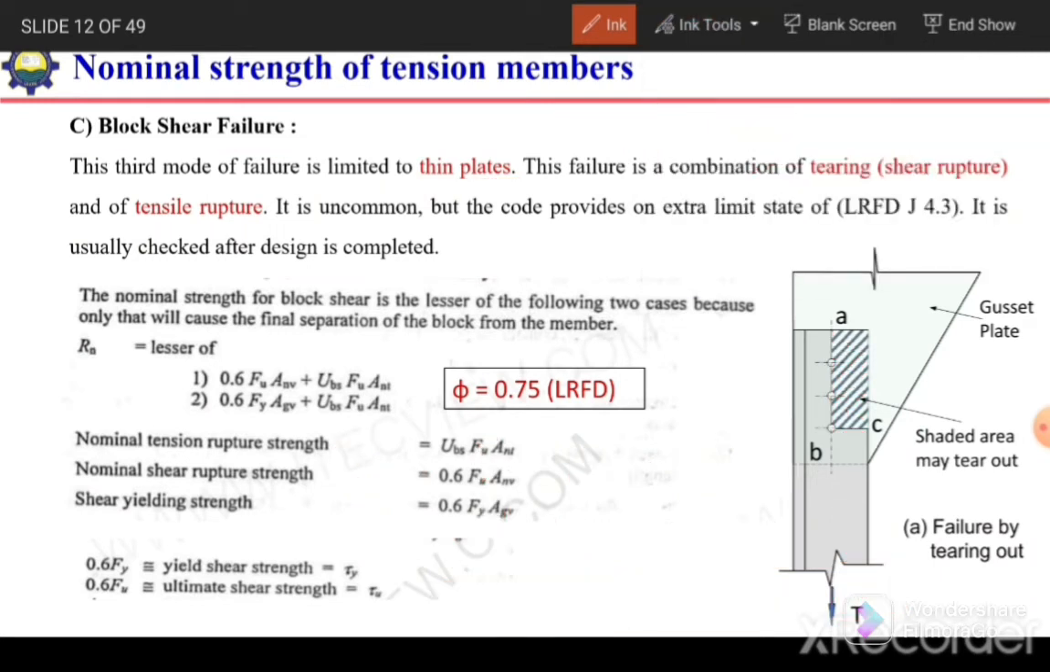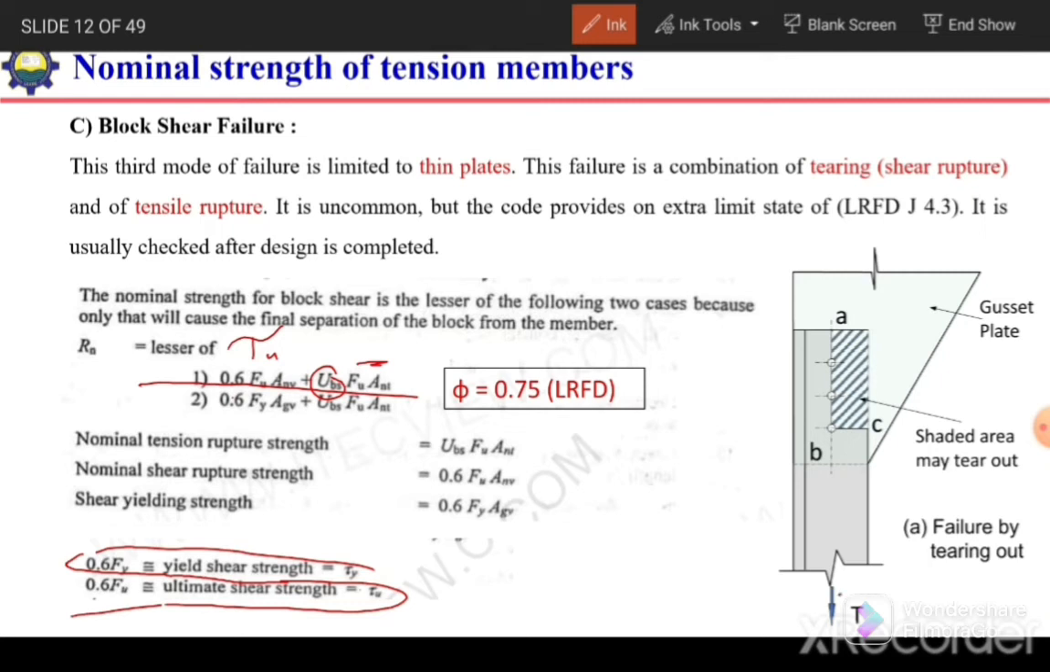Here, if we see equation 1, we have 0.6 Fu times Anv, the net area in shear, where Fu is the ultimate strength. We have the yield shear strength of 0.6 Fy, and the ultimate or fracture shear strength is equal to 0.6 Fu. So 0.6 Fu is actually tau ultimate, plus U times Fu times Ant, and this Fu times Ant is the tensile rupture strength. This factor U is actually a strength reduction factor.